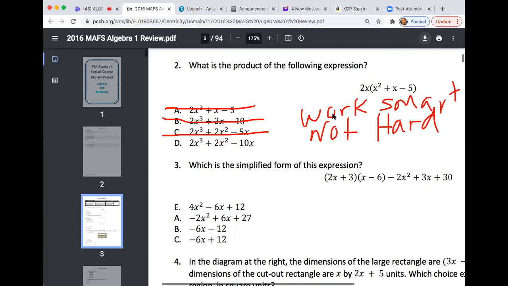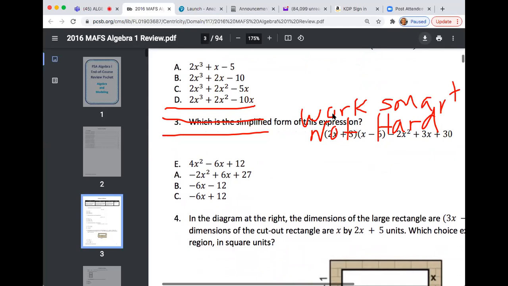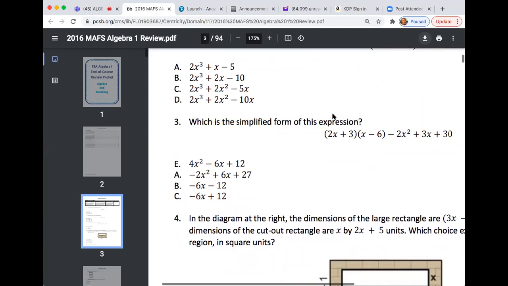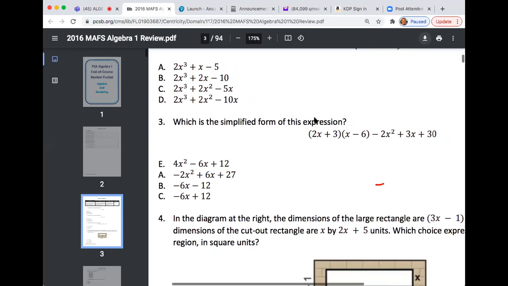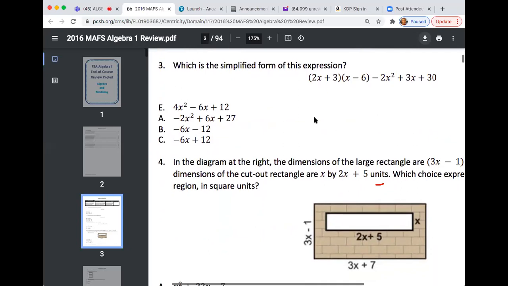I didn't let you guys do that one, so I'm going to be quiet, and I'm going to let you guys do number 3. Let me erase this. Okay, everybody, try number 3. Use some good old-fashioned common sense. Come on now, guys. You can do this.